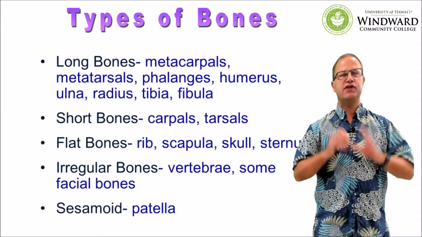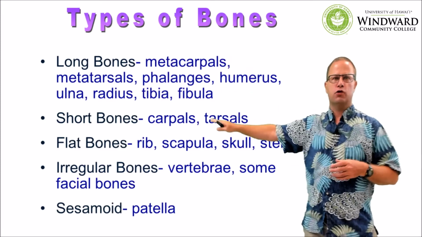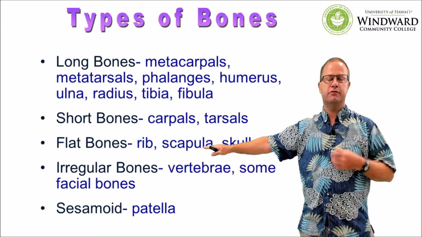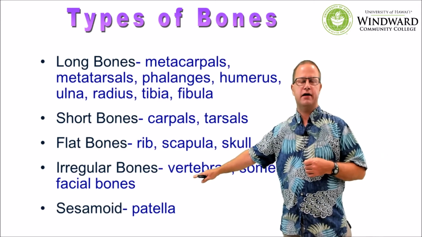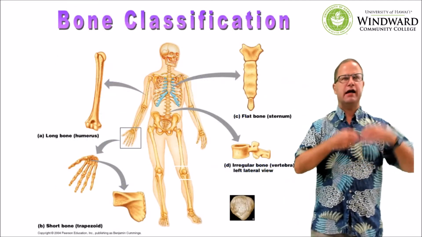Okay, we're going to talk about the shapes of bones, and there are basically 5 different shapes. We have long bones that are long, short bones that are short, flat bones that are, no surprise, flat, and irregular bones that are, well, just irregular, and finally we have something called sesamoid bones. So let's take a look at some examples.